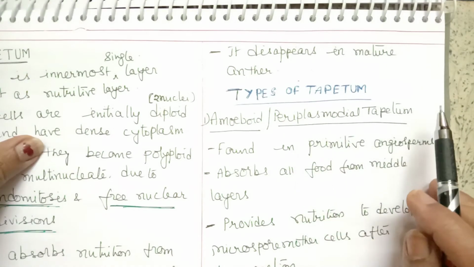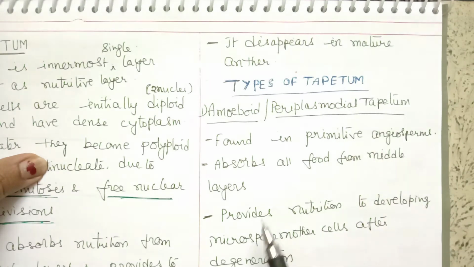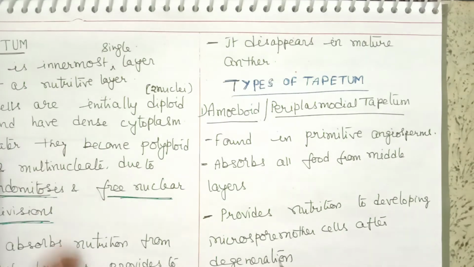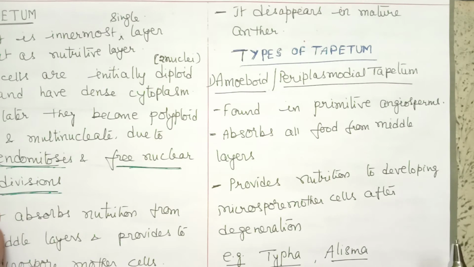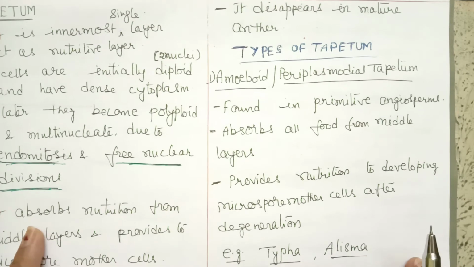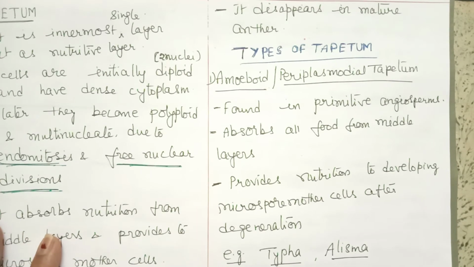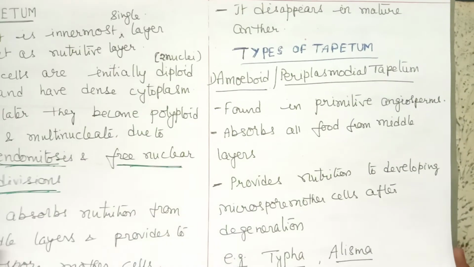Now let us see the types of tapetum. There are two types. Amoeboid type, which is also called periplasmodial tapetum. It is found in primitive angiosperms and absorbs all food from middle layers and provides nutrition to developing microspore mother cells after degeneration. That means in amoeboid tapetum, the tapetal cells will degenerate to provide nutrition to the sporogenous tissue. Examples are Typha and Alisma. This is not very common. It is found in some primitive angiosperms only.